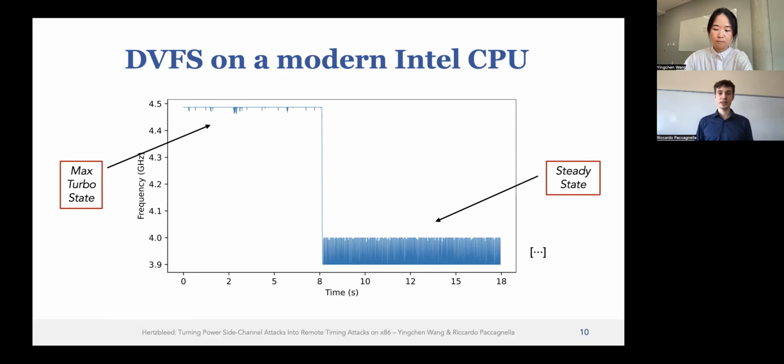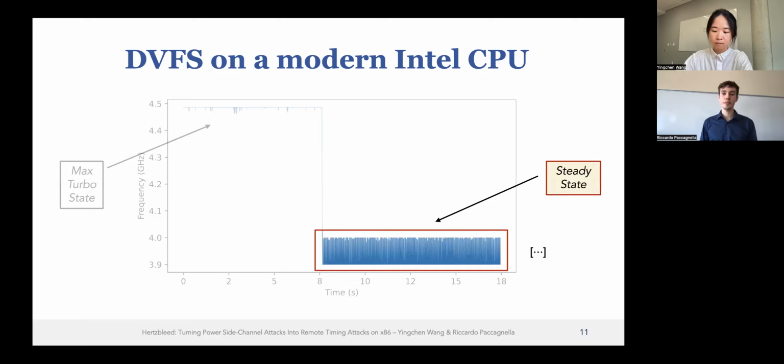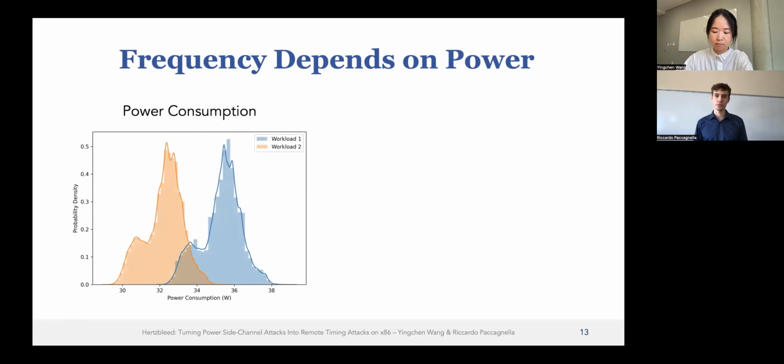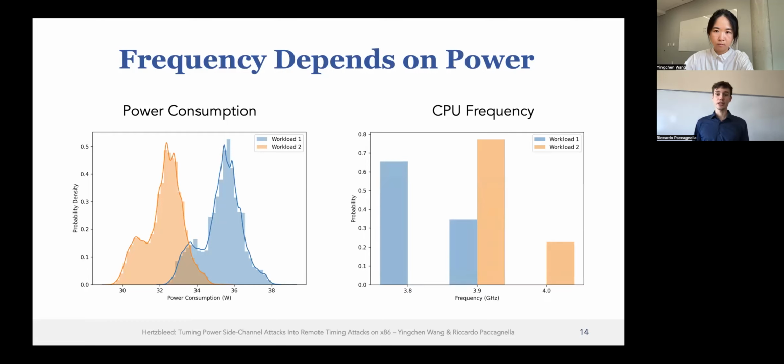Our analysis focuses on the latter, which is the steady-state frequency. And in particular, the key observation of our work is that steady-state frequency depends on power consumption. For example, consider two workloads, workload 1 and workload 2, that normally have different power consumptions, as shown in this diagram. What we observed is that when we run these two workloads on our processor, at steady state, they run at two different frequencies that reflect their power consumptions. For example, in this case, workload 1, that consumes more power, runs at a lower frequency.